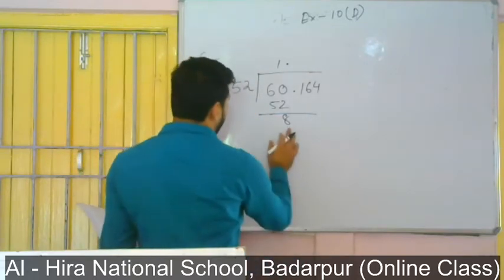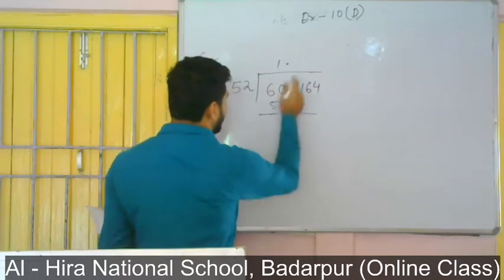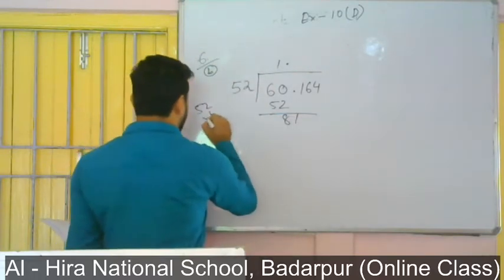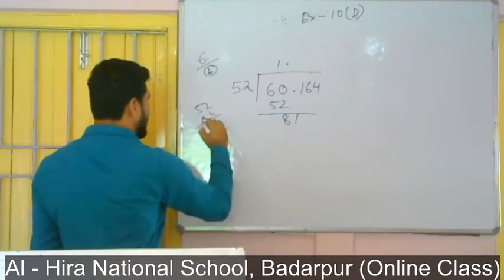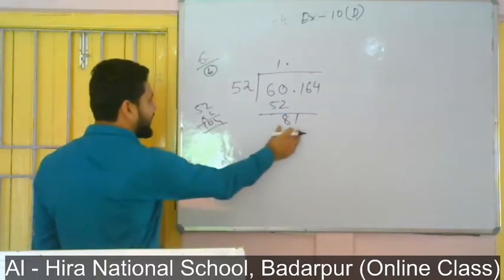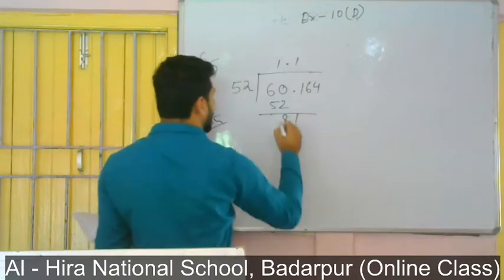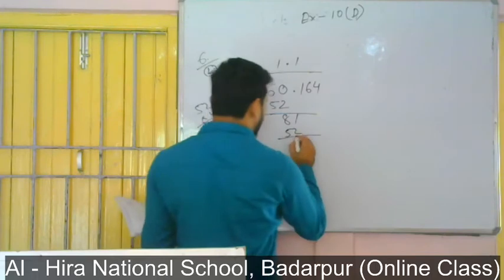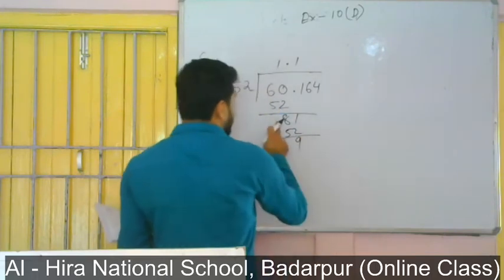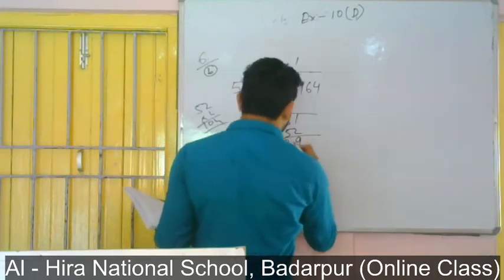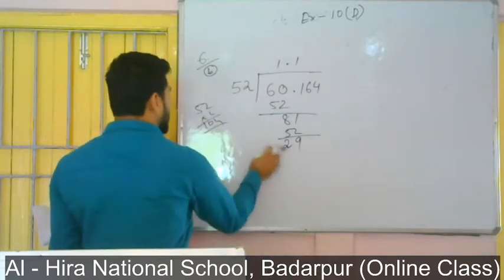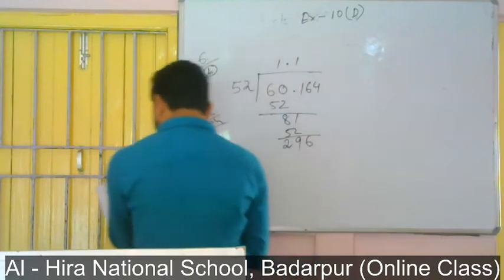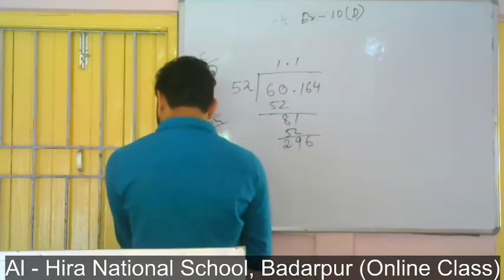After that 8 is not divisible, so we will take 1. Then let us check by multiplying. 52 2s are how much? 2 2s are 4, 5 2s are 10, 104. So it crosses 81. So for that reason again 52 1s are 52. Okay. Then here 11. 11 minus 2, 9. Here remain what? 7. 7 minus 5, 2. 29. 29, it is also not possible. So we will take what? 6. Okay. We will take 6.